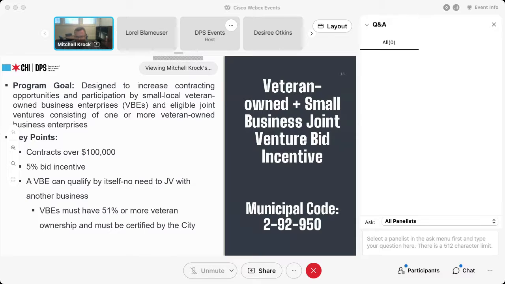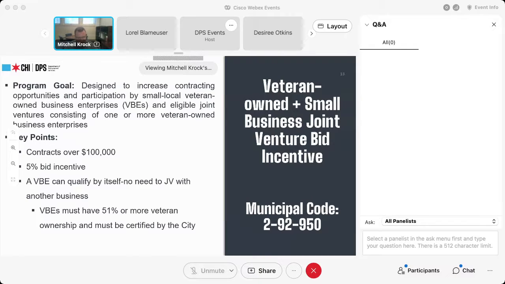Also related to veteran-owned businesses, but quite different in several ways, is the veteran-owned plus small business joint venture bid incentive. The goal here is to increase contracting opportunities and participation by small, local, veteran-owned business enterprises or eligible joint ventures that are basically a joint venture of a veteran-owned business enterprise and a small local business enterprise. It is a 5% bid incentive, so definitely something to check out.